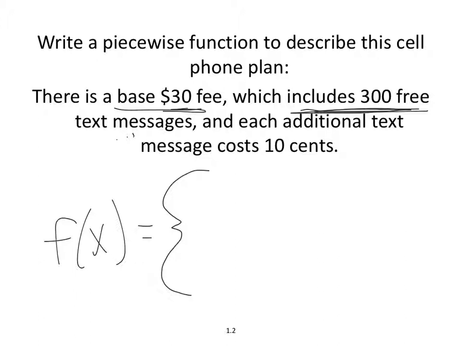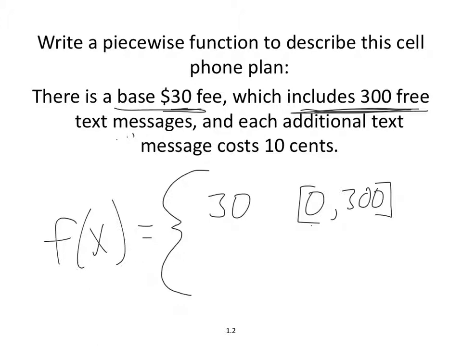So what you do is I'm going to do $30. And the domain of that is going to be 0 to 300. And both of those are closed because I can send the 300 text messages and I can also send 0 text messages. Now after that they charge me 10 cents a message.